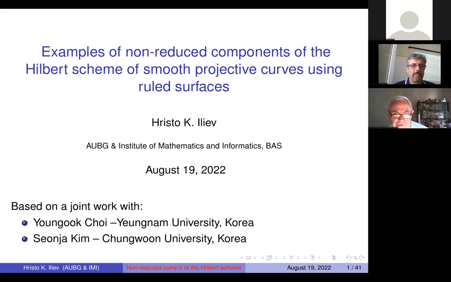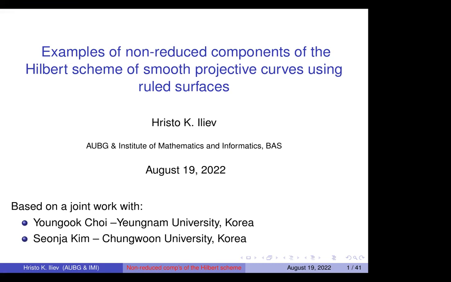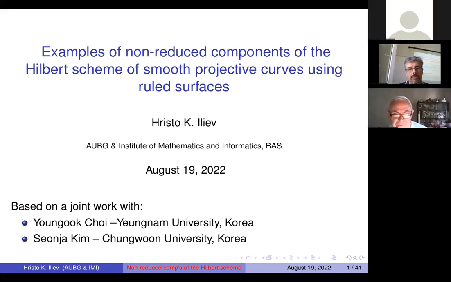The topic today, you just heard, and you can also see it on the first slide. This is work based on a joint paper with Young-Wook Choi and Sonja Kim from Korea.